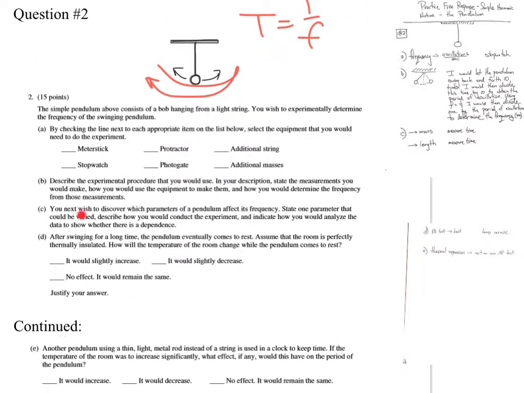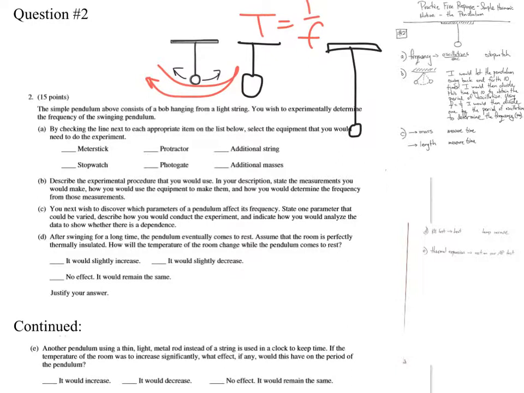C. You next wish to discover what parameters of the pendulum affect its frequency. Parameters meaning variables, or things that we can control. State one parameter that could be varied. Describe how you would conduct the experiment and indicate how you would analyze the data to show whether there is a dependence. So, the things about the pendulum that we can change, if we look at this and think about it, we could change the length of the pendulum, and we could also change the mass of the pendulum. So we could have something that was like that, same length, different mass, or we could have something like this, same mass, different length.